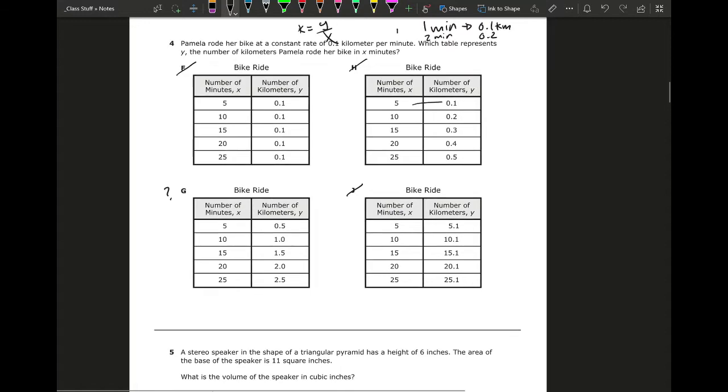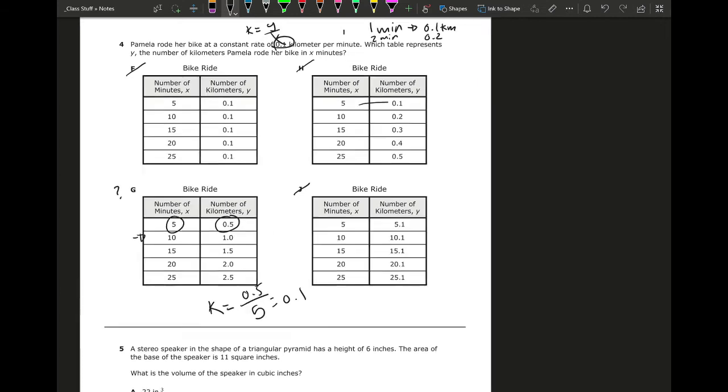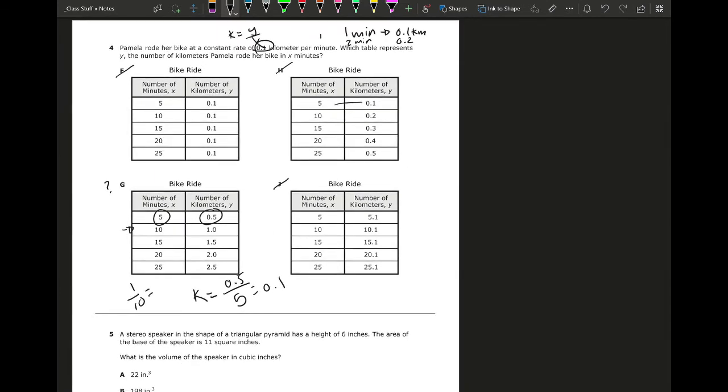Again, if you want to look at the formula, you're looking for K, and all you have to do is divide Y divided by X. So 0.5 divided by 5 gives you 0.1, which is what you're looking for right there. And if you do it again for the second one, 1 divided by 10 is going to give you 0.1. So K, the constant of proportionality, is always going to be 0.1.